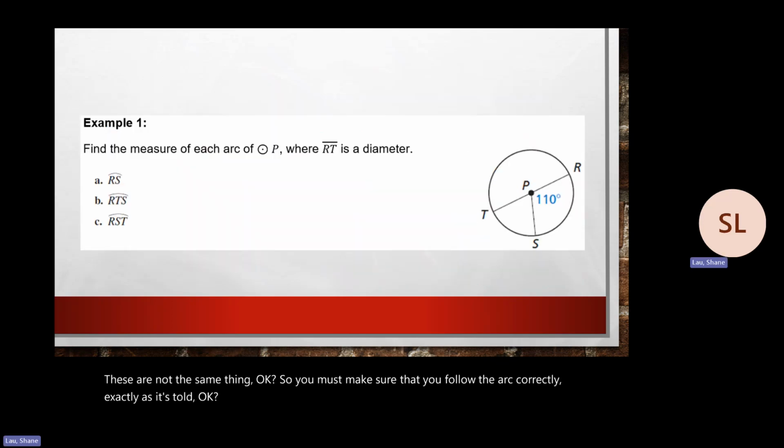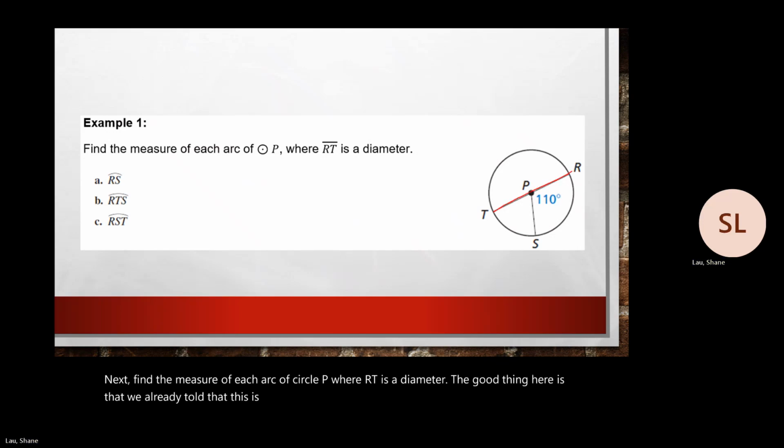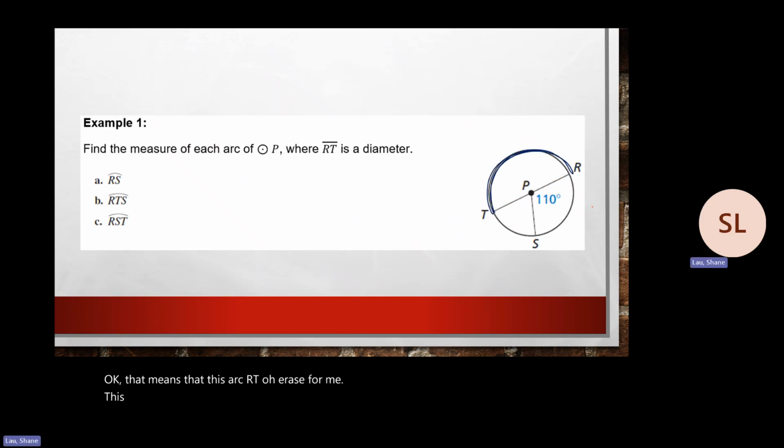Okay, so you must make sure that you follow the arc correctly, exactly as it's told. Next, find the measure of each arc of circle P where RT is a diameter. The good thing here is that we're already told this is a diameter, and that's good for a couple different reasons. That means this arc RT is 180 degrees. What that also means is that this arc TSR, in green, is also 180 degrees.